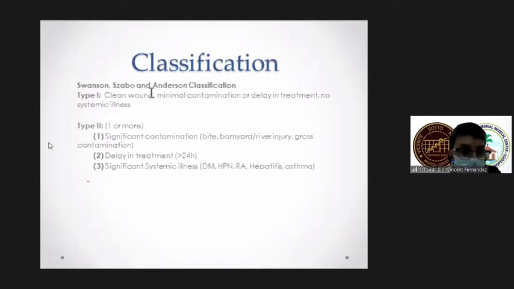So we also have a classification of a wound. This is called the Swanson-Sabo Anderson classification, wound of the hand. It is more or less predictive of infection. So your type 1 wounds are wounds that are clean with minimal contamination or delay in treatment, and also patient diagnosis, systemic illness.